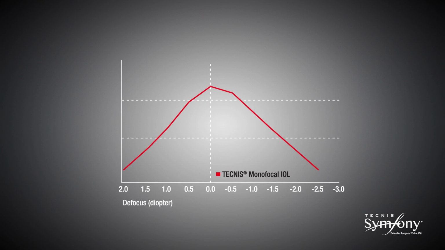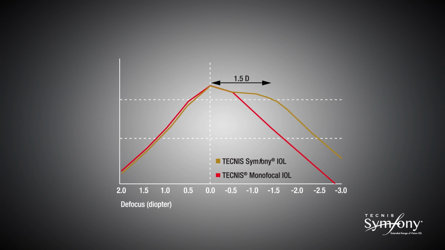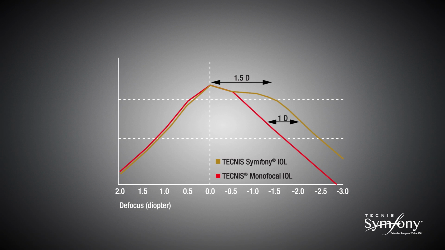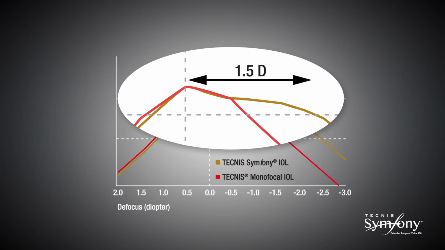Because of its elongated focus, the Technis Symfony IOL delivers high-quality vision through 1.5 diopters of defocus and an increase of 1 diopter range of vision throughout the defocus curve compared to a monofocal IOL. The plateau of the defocus curve demonstrates the extended range of vision of the Technis Symfony lens.